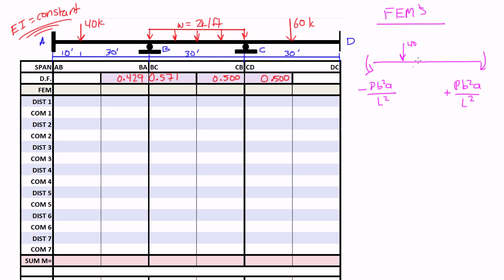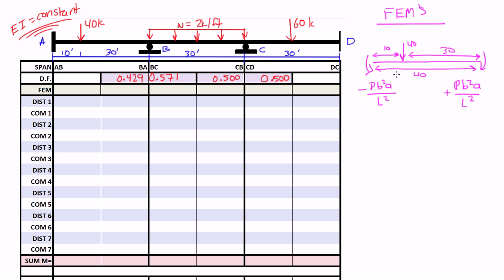P is your point load on the span. B is your bigger distance. So the bigger distance in our case would be this distance right here, and that was 30. A is your smaller distance. Here it's 10. And your total length is your total length. It's 40, right? 30 plus 10 is 40.